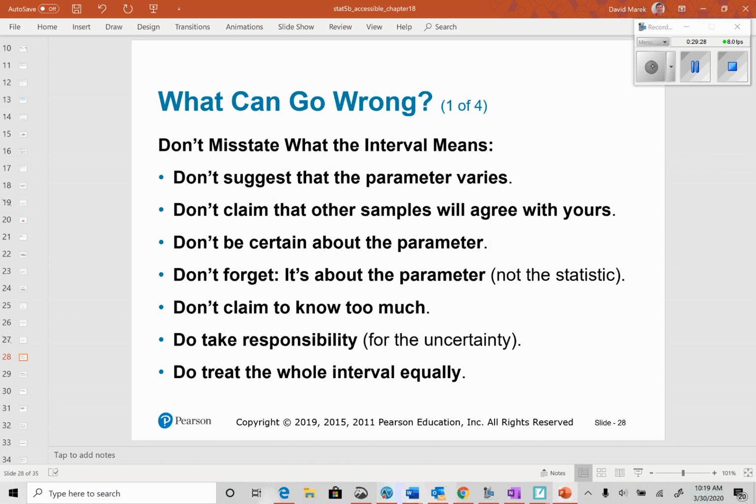Keep in mind, the confidence interval makes a statement about the true population proportion. The interval isn't about sample proportions, but the entire population proportion. So don't say that other samples are going to be like yours. Again, we can't be certain about the parameter. That's why we're doing a confidence interval. We're not going to say we're 95% certain that it's this particular value. It's about estimating something about the population, not what you got from your sample statistic.